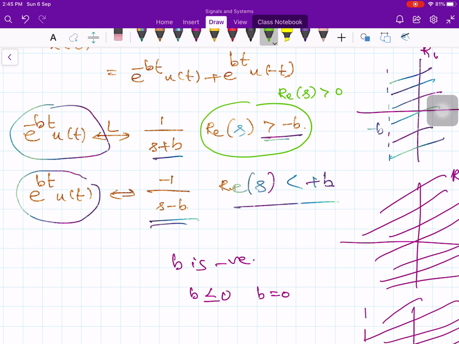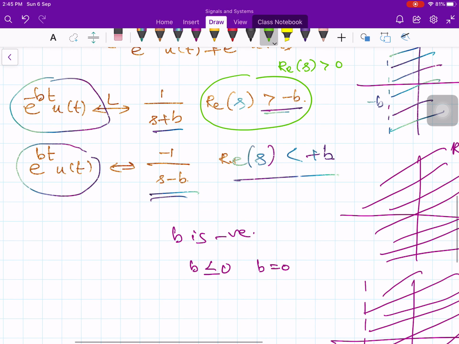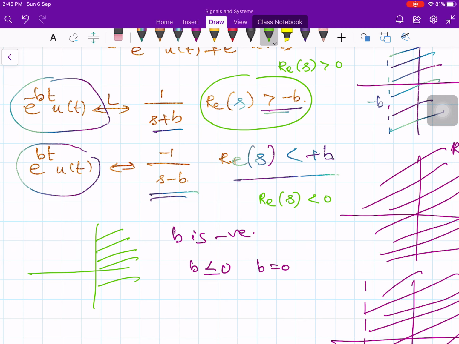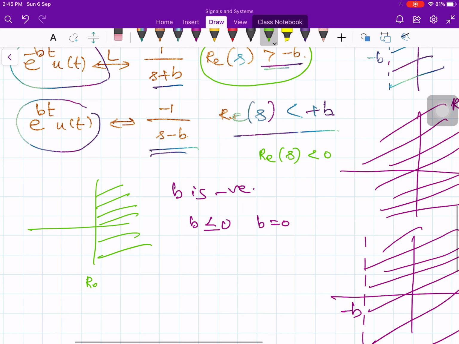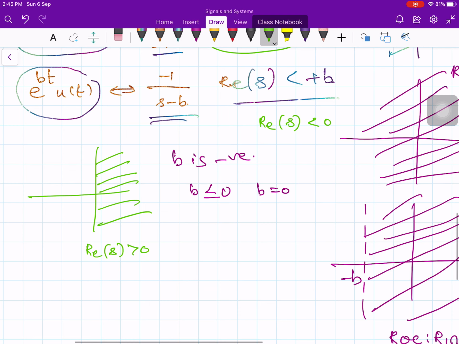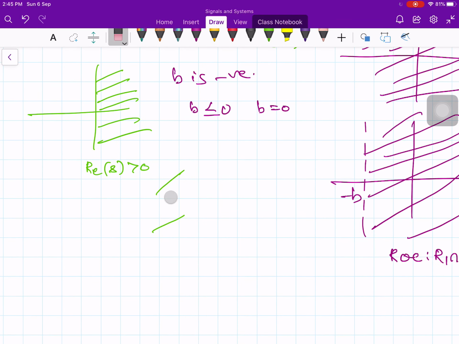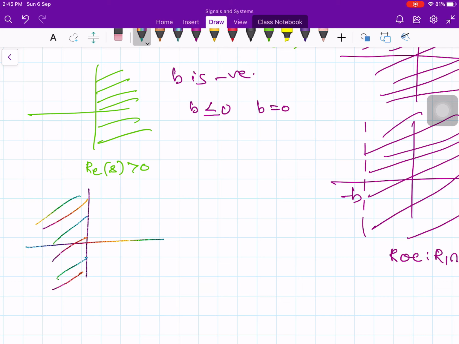Now in this case, real of s less than 0. That means what? One case, the region of convergence is to the right-hand side like this, real of s greater than 0. Right? And another one is less than 0, real of s less than 0, like this. Now this is real of s less than 0.